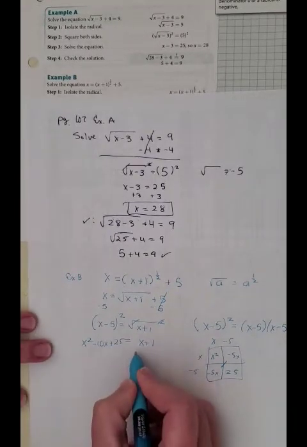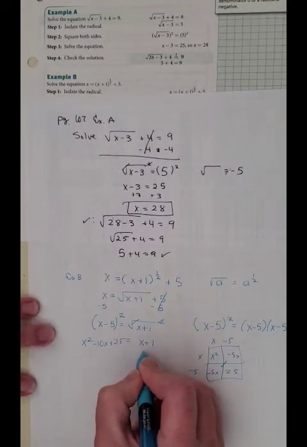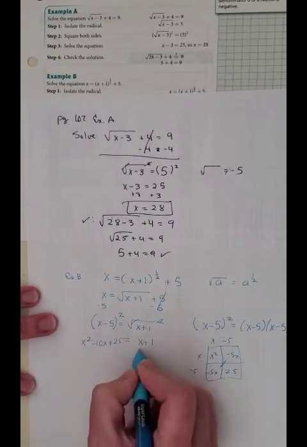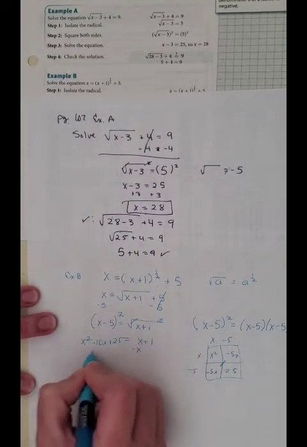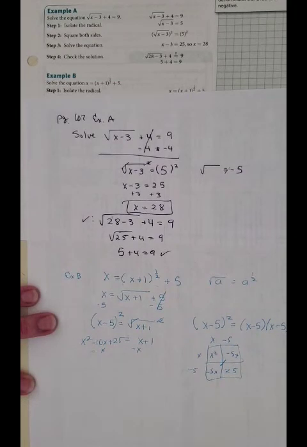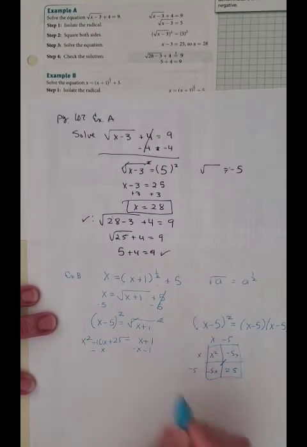And then solve for my unknown. My unknown is x. So now I'm going to have to subtract from each side. I'm going to have to subtract x from each side. I'm going to have to subtract 1 from each side.